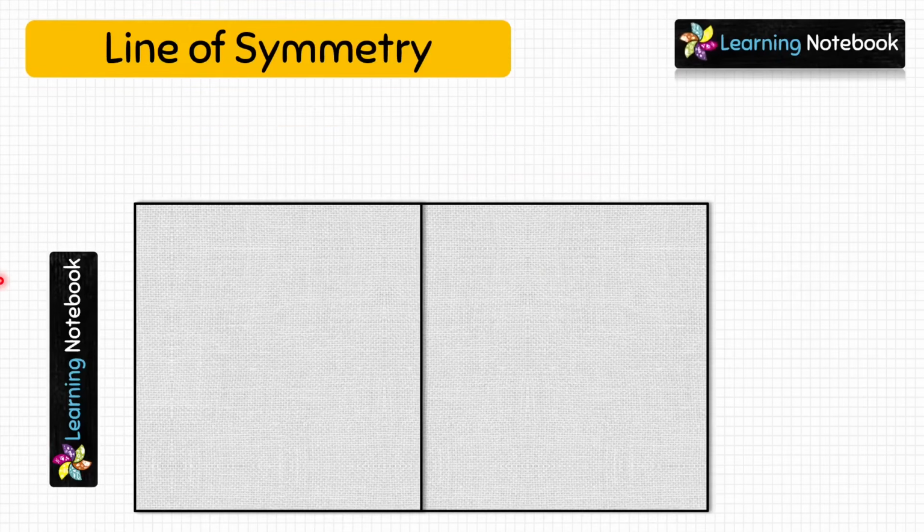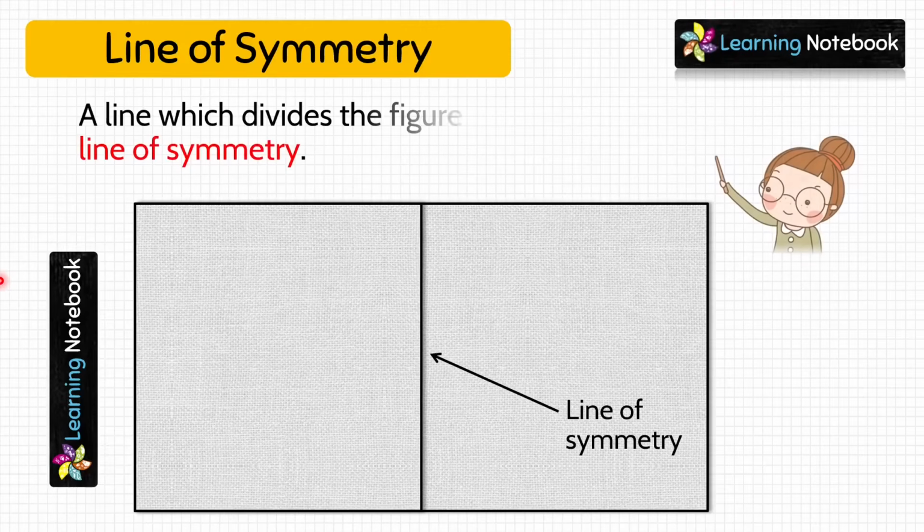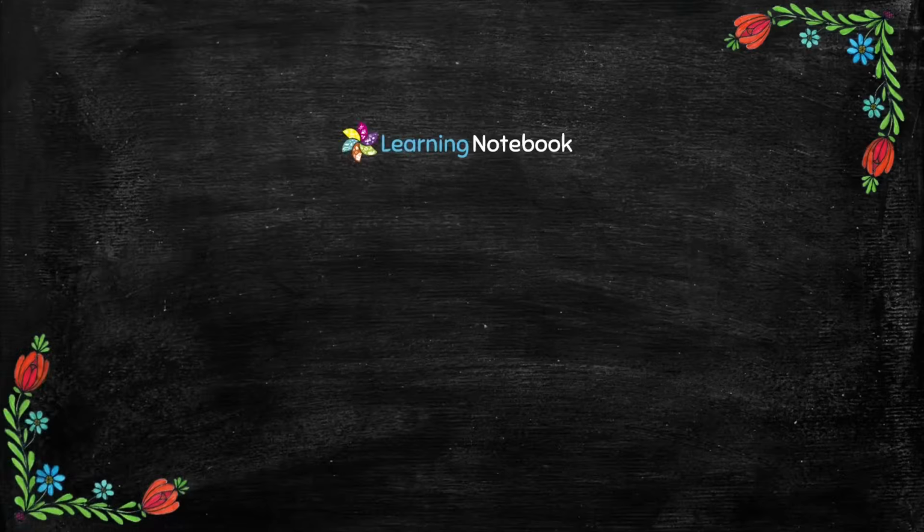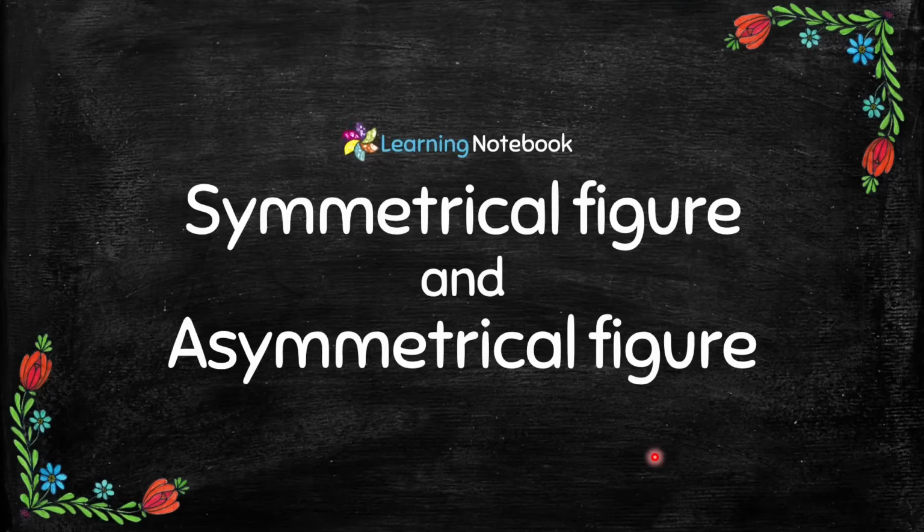Now, what is line of symmetry? A line which divides the figure into two equal parts is called line of symmetry. Here in this rectangular paper, this line which is dividing the figure into two equal parts is the line of symmetry. Now students, I am sure you have understood meaning of symmetry and line of symmetry. Now our next topic is symmetrical figure and asymmetrical figure.